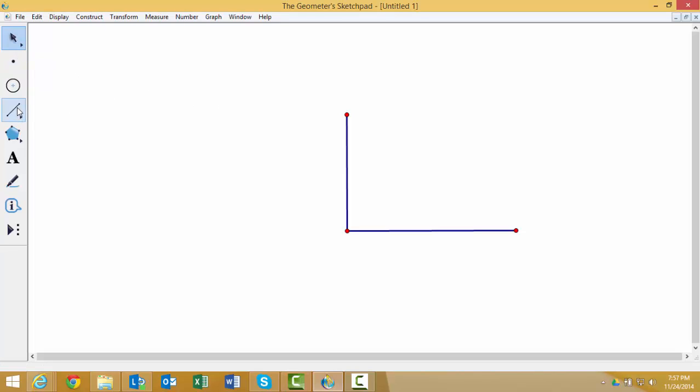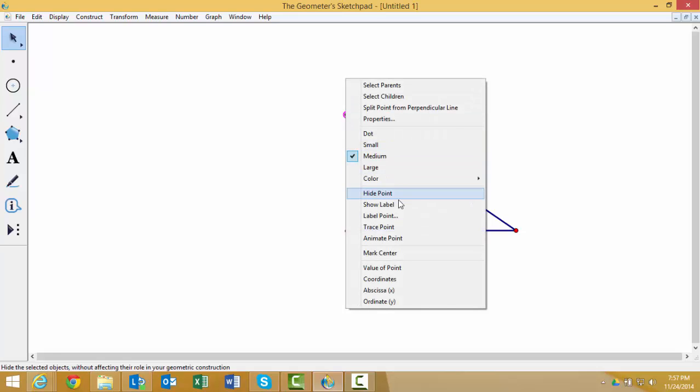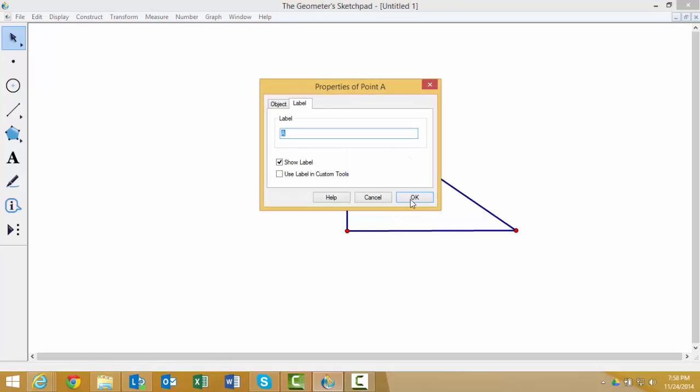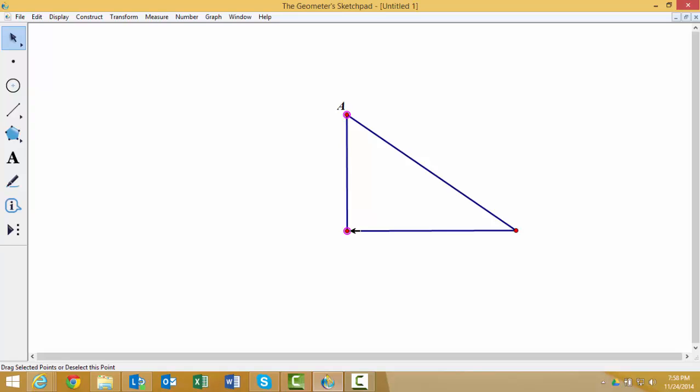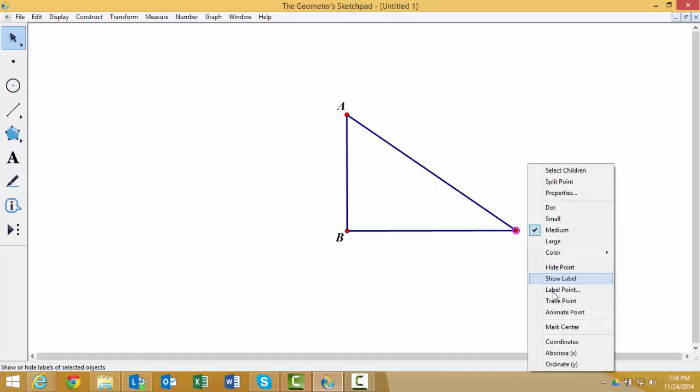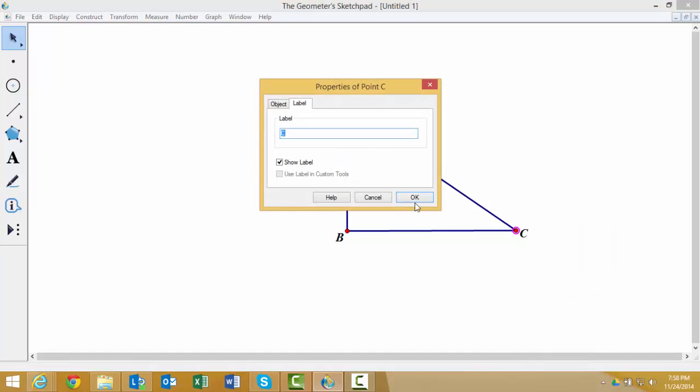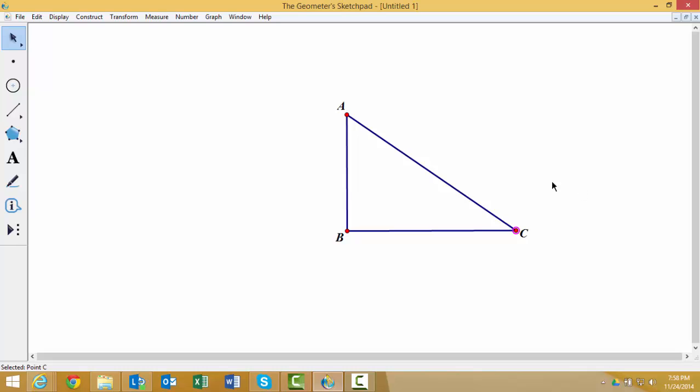Now I'm going to join the two points here to get the right angle triangle. Okay, now I'm going to name the triangle, so let me pick that point and label it, and then label this point, and this point. Okay, so I've got a right triangle ABC.